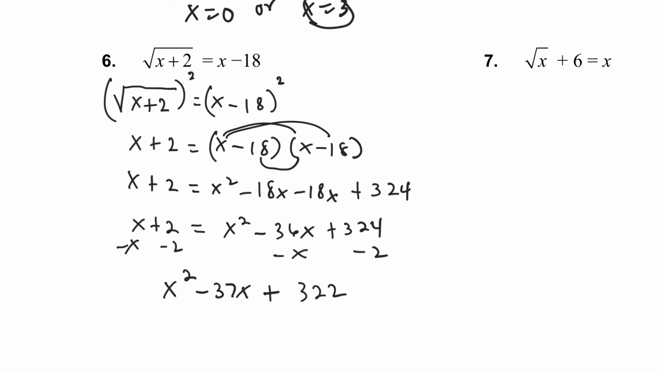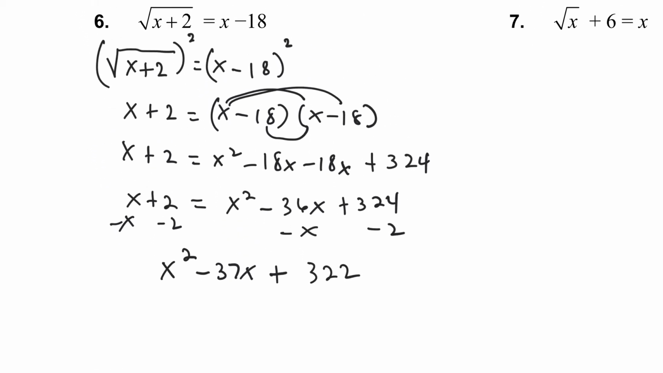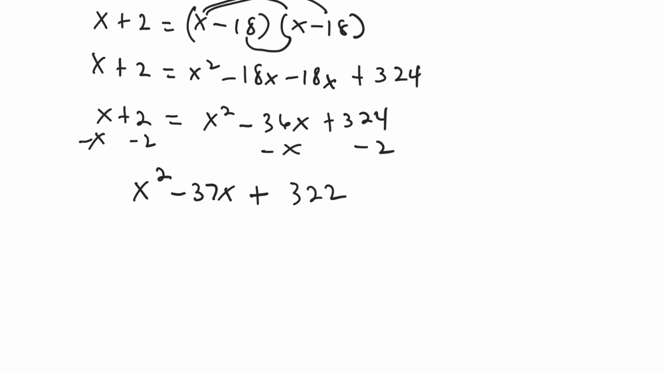Is 322 divisible by 37? No. And 37 is only divisible by 1 and 37. So you're going to have to use the quadratic formula to come up with the answers. So the quadratic formula is x equals negative b plus or minus square root of b squared minus 4 times a times c, divided by 2a, and we need a double check.